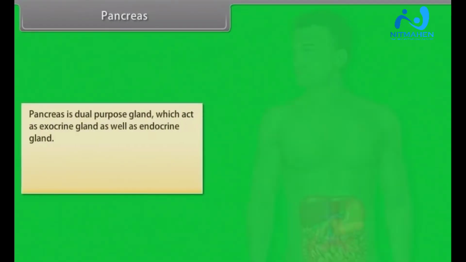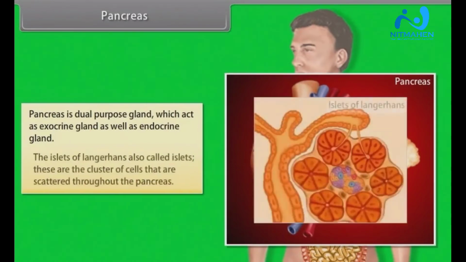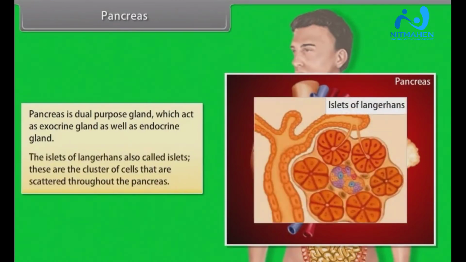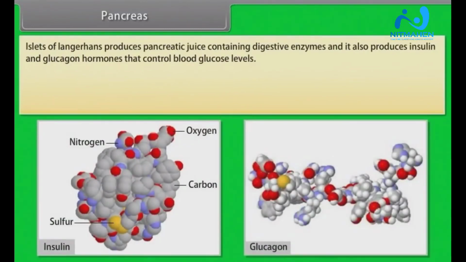Pancreas. The pancreas is a dual-purpose gland which acts as an exocrine gland as well as an endocrine gland. The islets of Langerhans, also called islets, are clusters of cells that are scattered throughout the pancreas. The pancreas produces pancreatic juice containing digestive enzymes, and the islets also produce insulin and glucagon hormones that control blood glucose level.